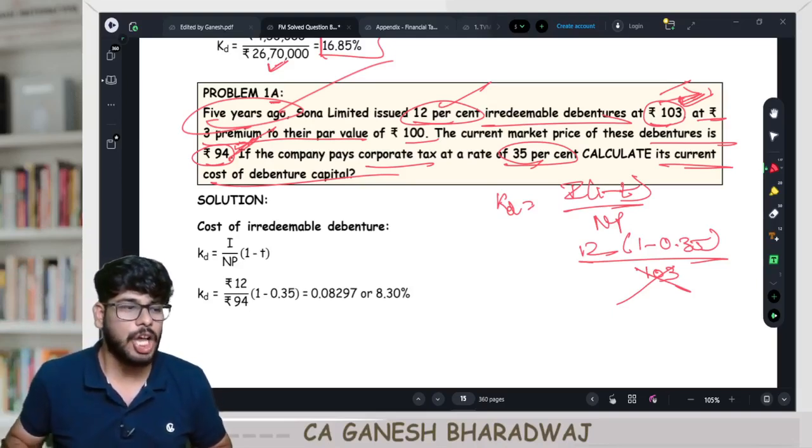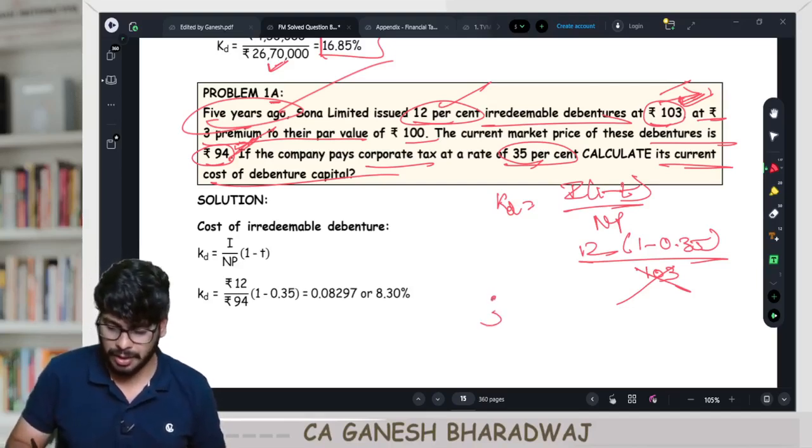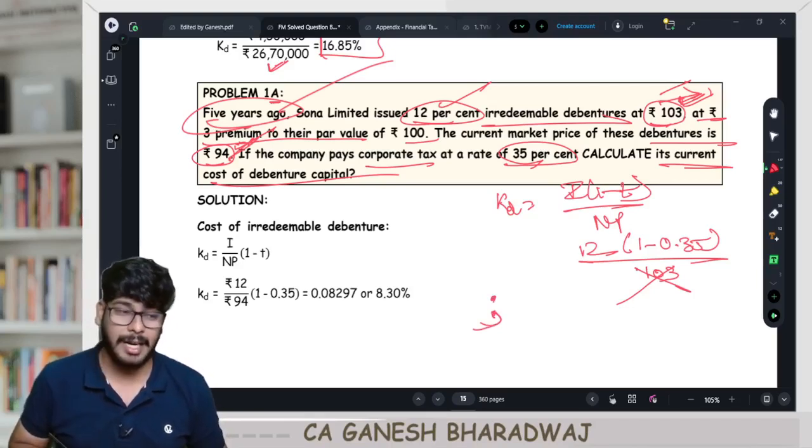hyphen use CMP as NP. Use CMP as NP. CMP means what? Current market price. As NP. NP means what? Net proceeds. Put a semicolon. And write down ignore old issue price.